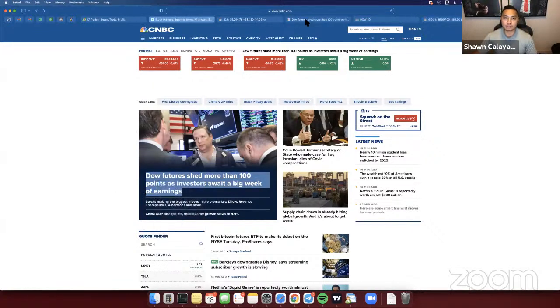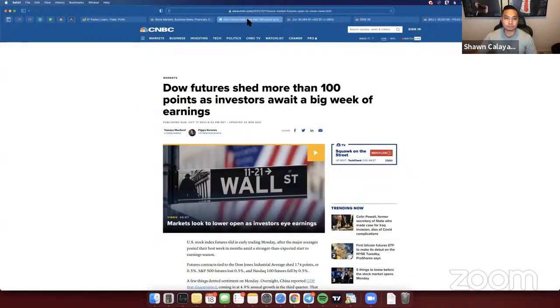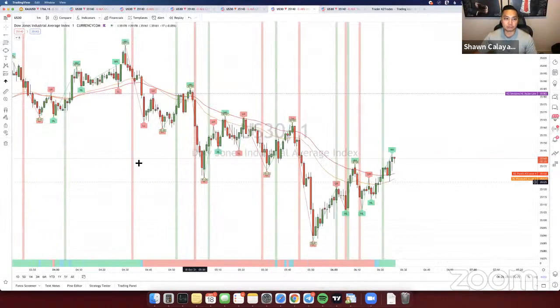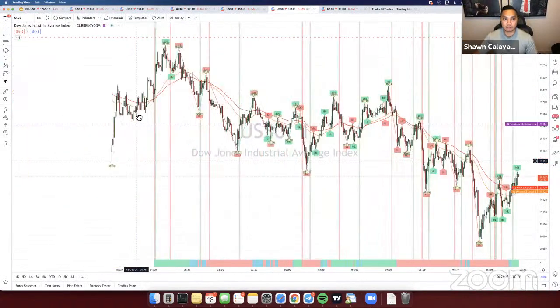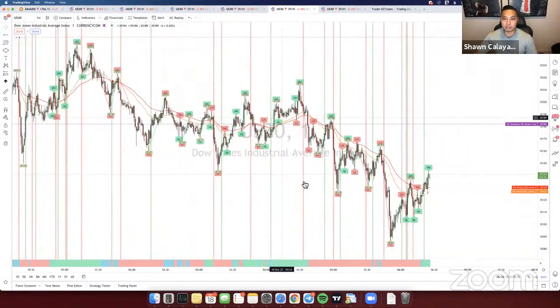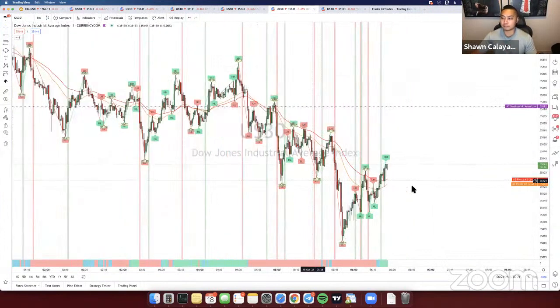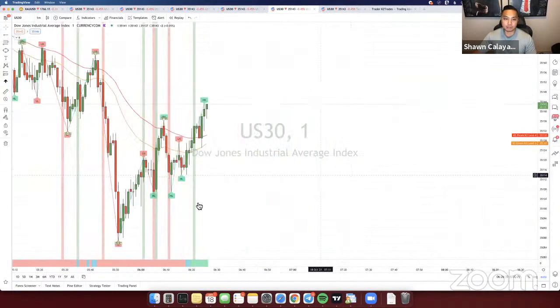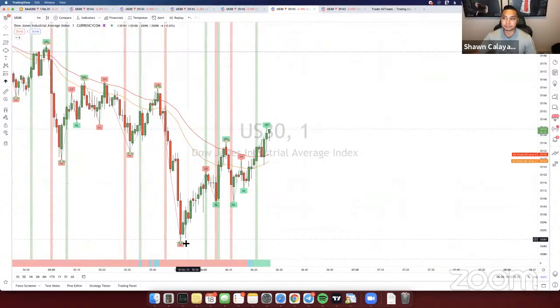Let's see when this was released. I think this was this morning. It was released last night, actually. So last night they indicated that the Dow futures shed more than 100 points. Price was coming down yesterday, and at this point people might be buying the dip, and by buying the dip, they're going to spike price to the upside. That's what I see happening right here. You could already see people buying the dip from this point. When the market opens in 4 minutes, we might see a spike to the upside.